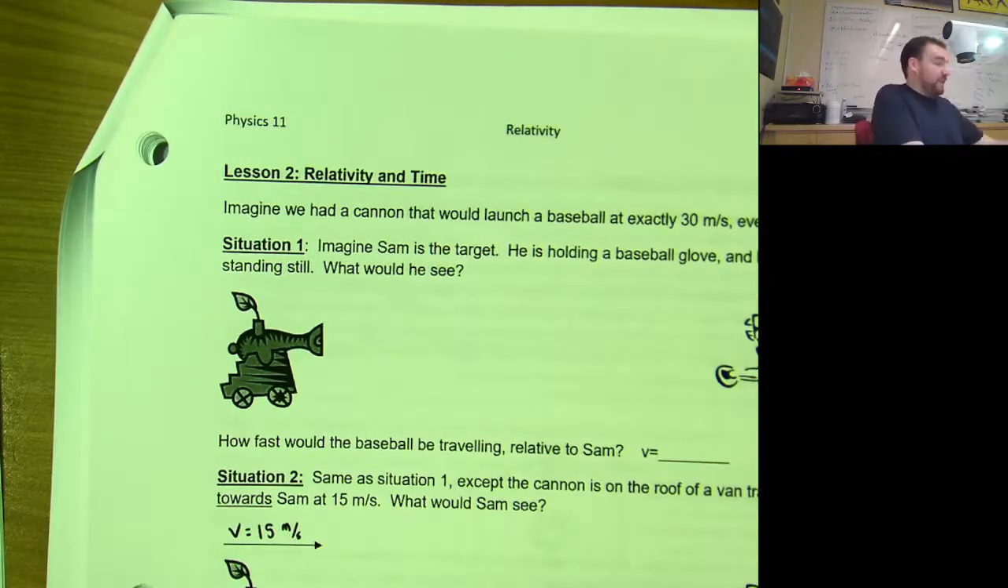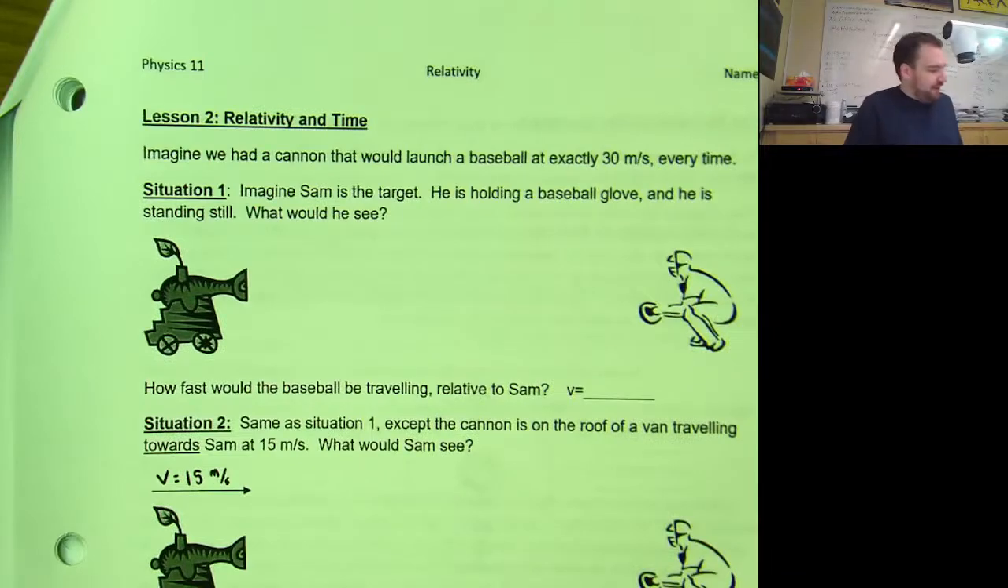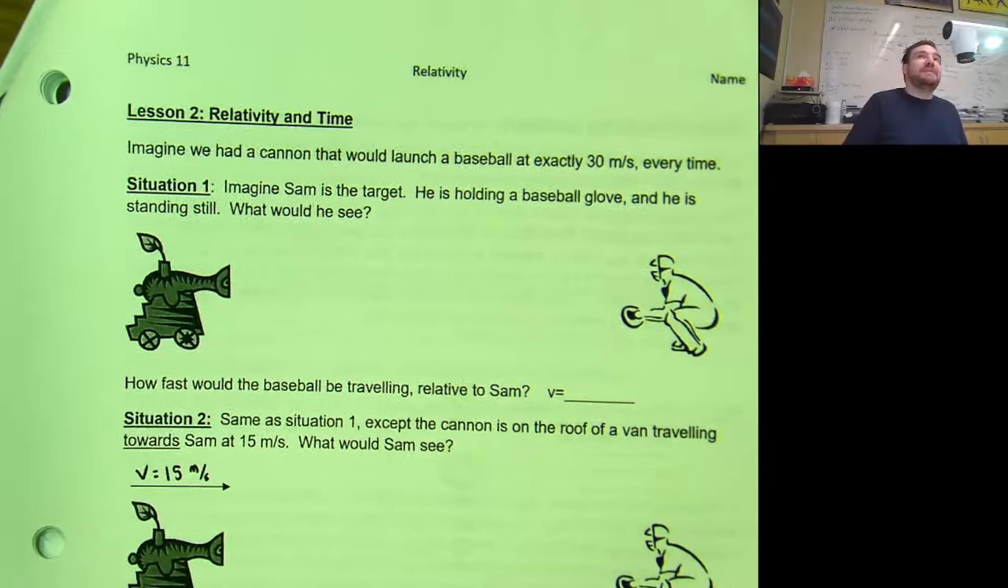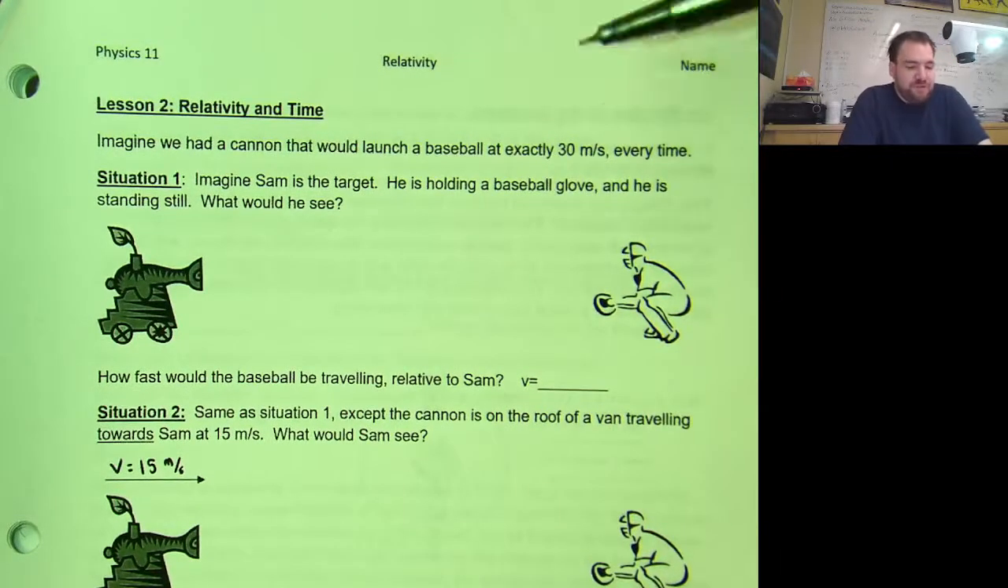This used to be what I would give, because special relativity used to be part of the Physics 11 curriculum. We'd go through this a lot slower, but we've seen this all kind of already. You guys are good with this kind of stuff. So, relativity and time. Imagine we had a cannon that would launch a baseball at exactly 30 meters per second every time.